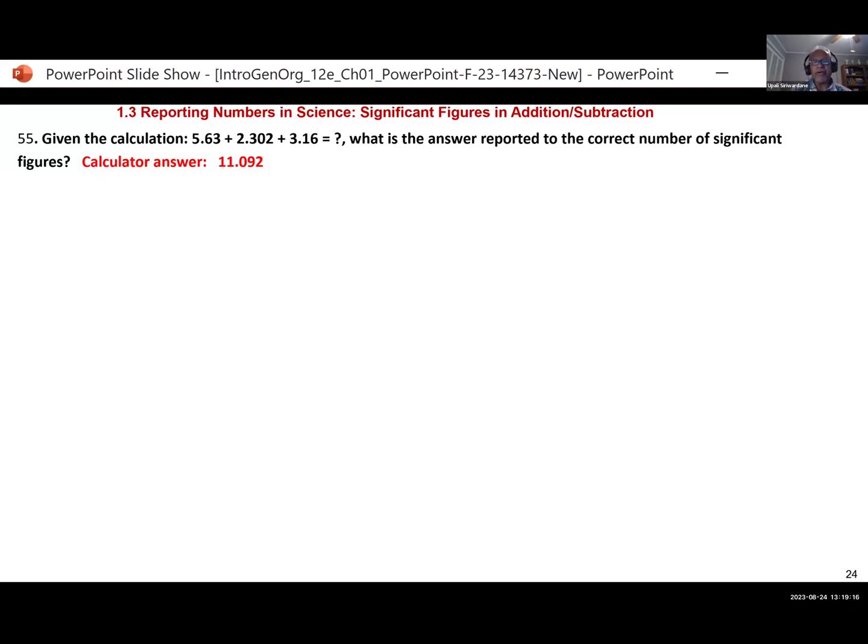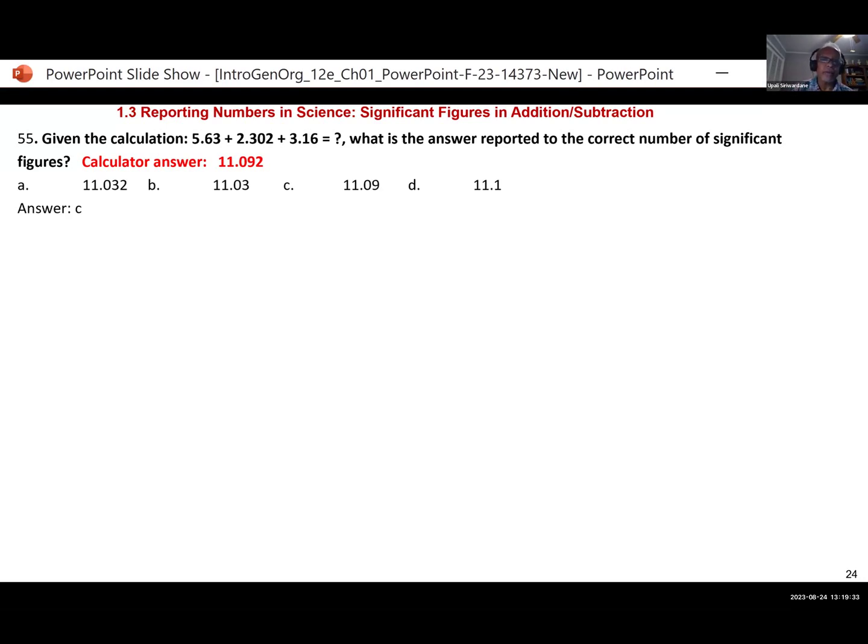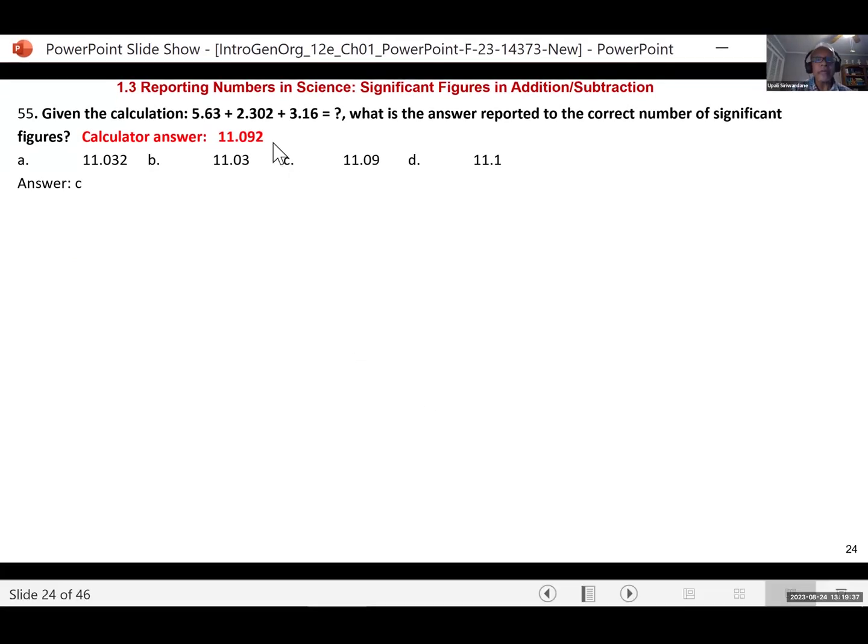When you round off to the second decimal place, the number to the right is less than 5. Therefore, you just drop it. So the answer is C. You drop the 2 and leave it here. This is the answer.